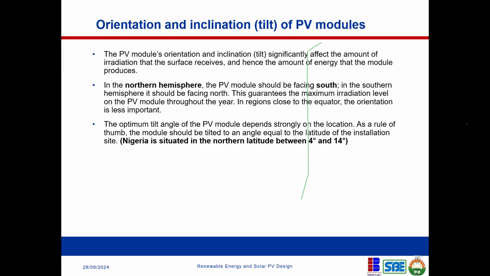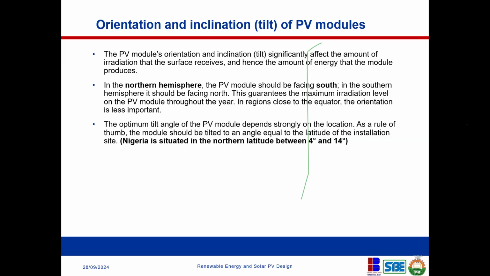Now that is orientation. Now we're talking about tilt angle. The optimal tilt angle of a PV module depends strongly on the location. As a rule of thumb, the module should be tilted to an angle equal to the latitude of the installation site. Now, most of us have smartphones. When you go to site, just take your smartphone and open your compass. Most smartphones now have a compass. Open it, you can see the direction. You can see north, south, east, and west. So you can know exactly where to face your solar panel. And you can also look at the sun. Try to study the sun and see the direction to face your solar panel.